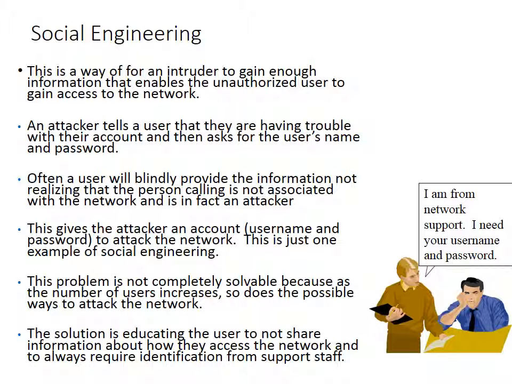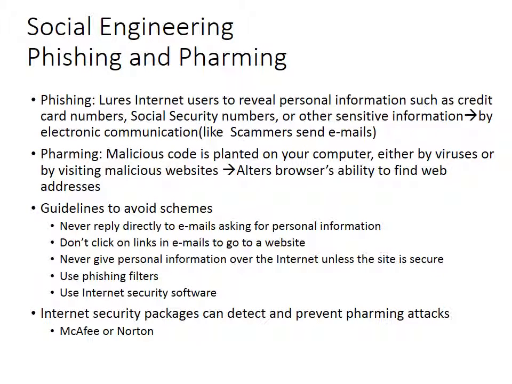identification from support staff. Phishing lures internet users to reveal personal information such as credit card numbers, social security numbers, or other sensitive information by an electronic communication like email. Pharming is malicious code which is planted on your computer, either by viruses or by visiting malicious websites so that it alters browsers' ability to find web addresses and may direct certain web pages. You should not reply directly to any email asking you for personal information.